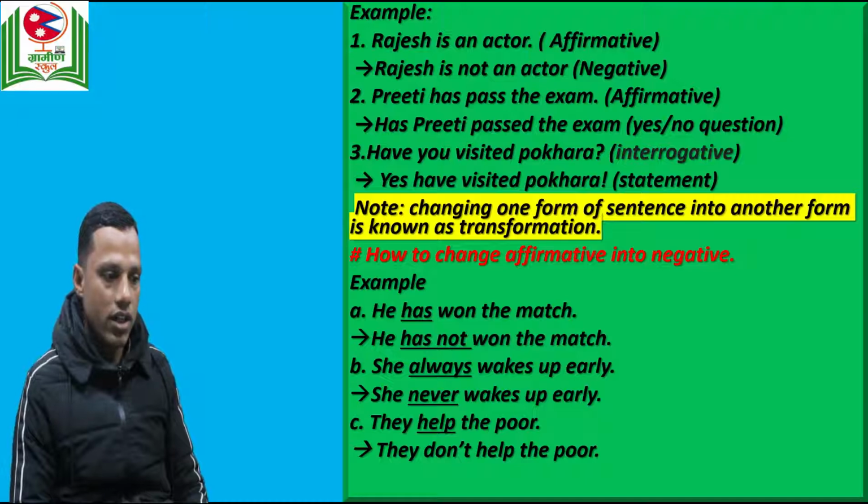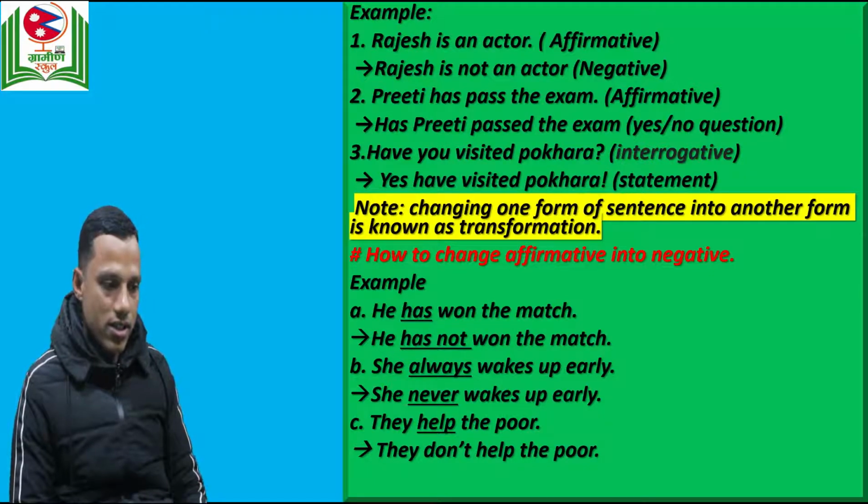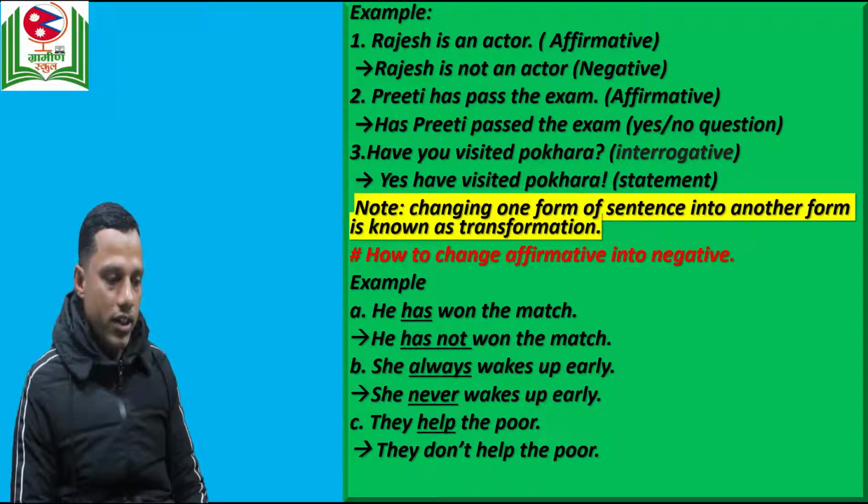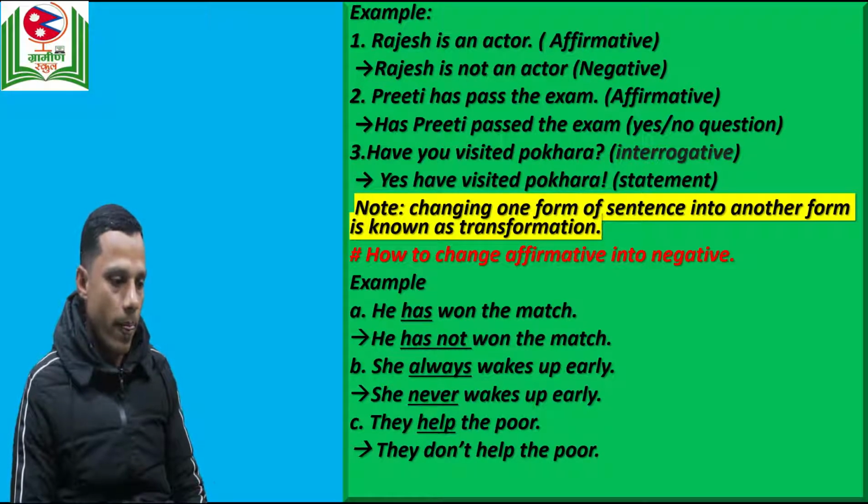First of all, we will learn how to change an affirmative sentence into negative. Let's see some examples first. In number A, we have he has won the match, and we can change this into negative as he has not won the match. Number B, she always wakes up early, and we can change this into negative as she never wakes up early.